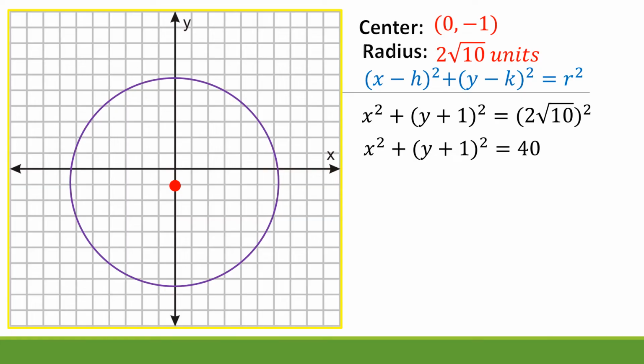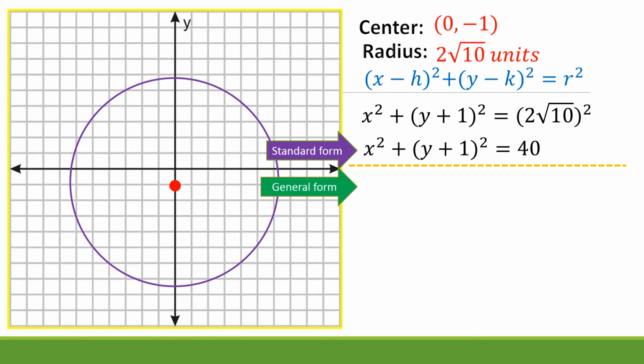Here we had the transformation of this data, the center having 0, -1 as the coordinates and a radius of 2 square root of 10 units, into standard form. So let us now transform this into general form. Keep in mind again how our equation should look like: x squared plus y squared plus dx plus ey plus f equals 0. So we write x squared plus y squared. No problem for that part.